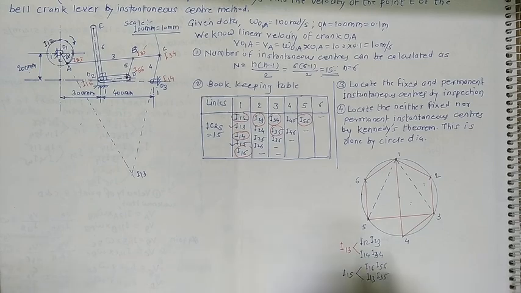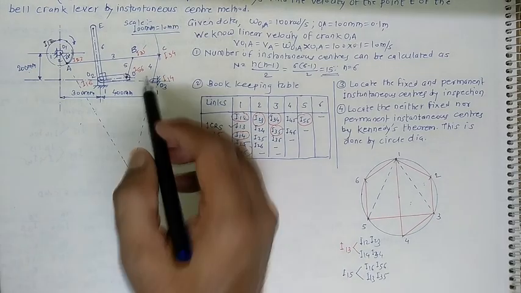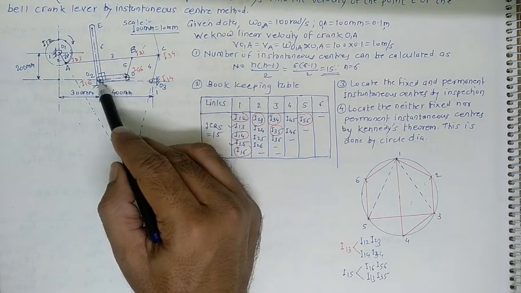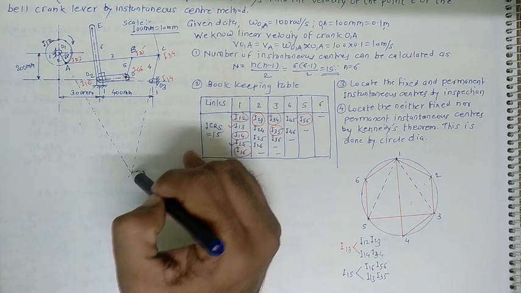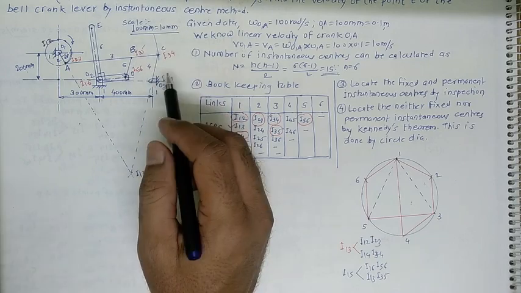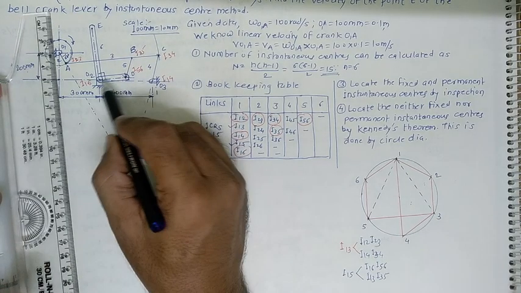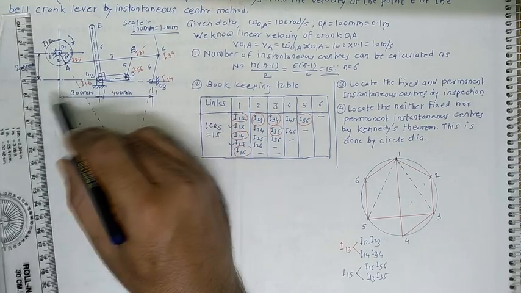Now just find out I16, I56. I16 is here, I56 is here. The next one, I13 is here, and I35 is here. If I extend this line at the back side, there is no use of that.